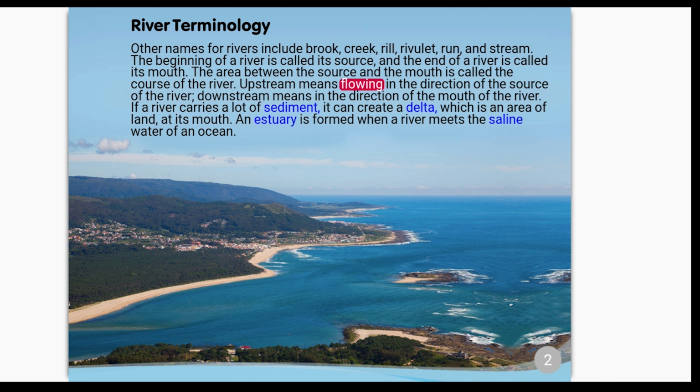Upstream means flowing in the direction of the source of the river. Downstream means in the direction of the mouth of the river. If a river carries a lot of sediment, it can create a delta, which is an area of land at its mouth. An estuary is formed when a river meets the saline water of an ocean.